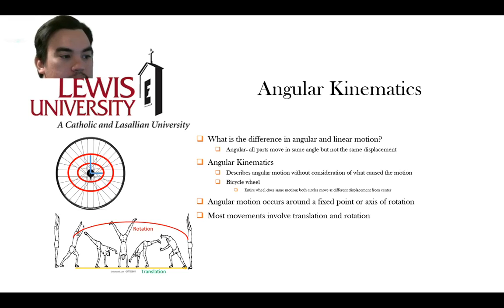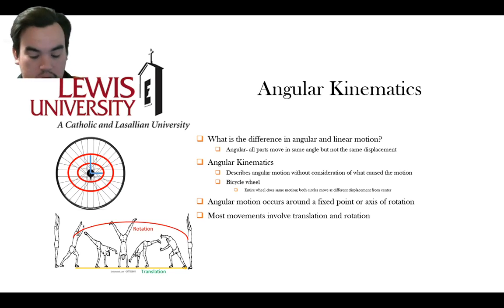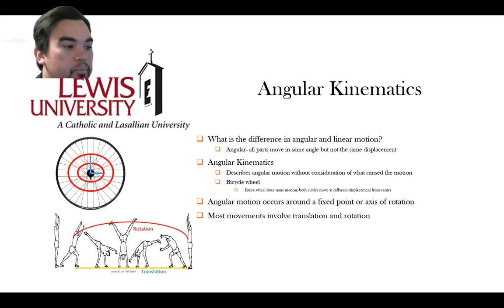So when we look at angular kinematics, we're looking at what motion is happening, but we don't really consider what is causing the motion. We don't look at that. We're just looking at the actual function, whereas in linear kinematics, we're looking more at what causes it as well. And then we look at the bicycle wheel, and it kind of shows us that example.